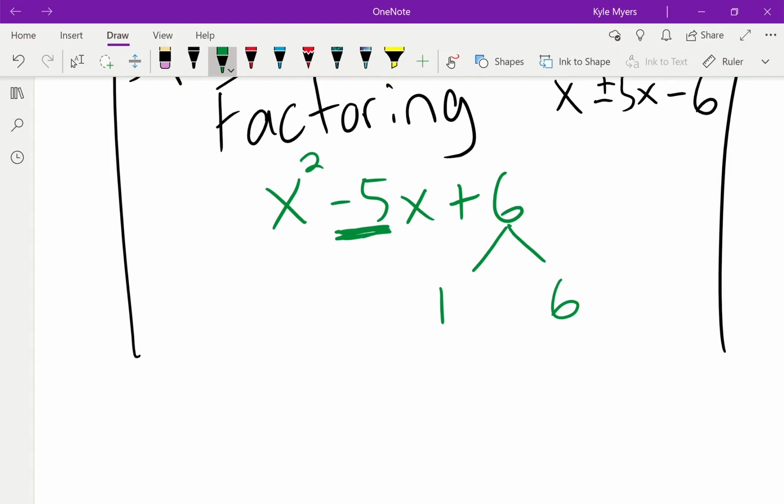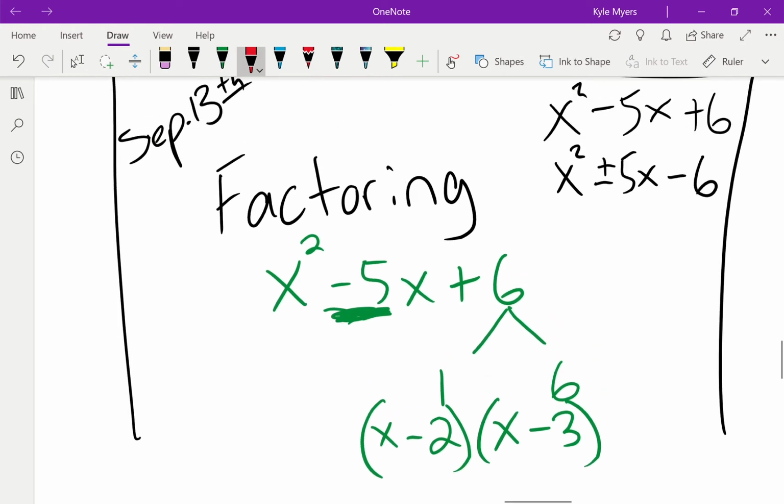Now, there's one other pair of things that multiply to give me 6, 2 and 3. 2 times 3 is 6, that works, but 2 plus 3 is positive 5, and I want negative 5. So I can make negative 2 and negative 3, because now they add to give me negative 5 and they multiply to give me positive 6. So there we go, it works. So I throw x's in front of it and I'm done.